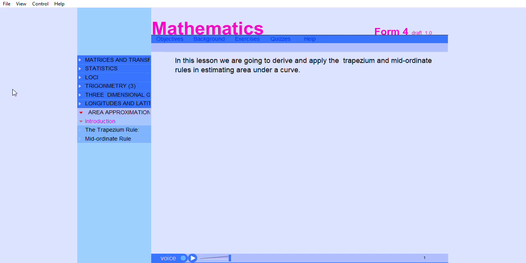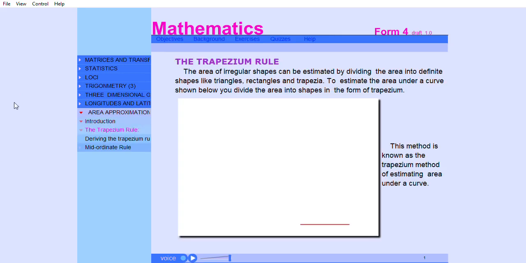Introduction. In this lesson, we are going to derive and apply the trapezium and mid-ordinate rules in estimating area under a curve. The trapezium rule.